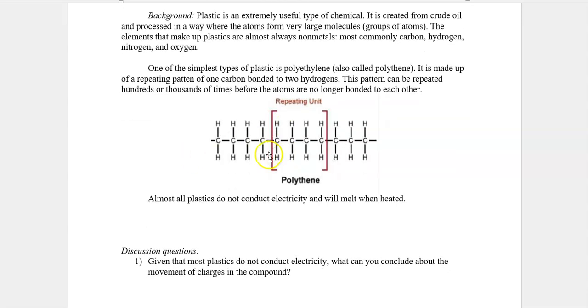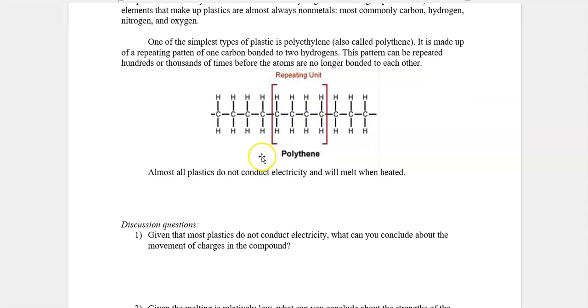So here's an example diagram. It's just CH, CH, CH, CH. Each of these dashes are little bonds. And so basically this repeats thousands of times. Almost all plastics do not conduct electricity well and will melt when heated.